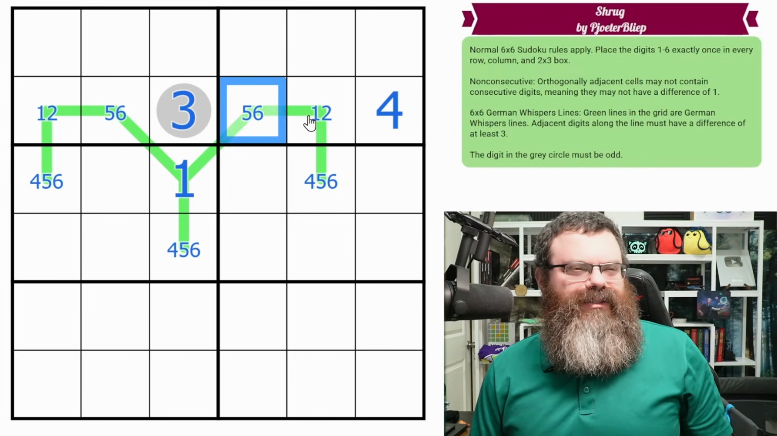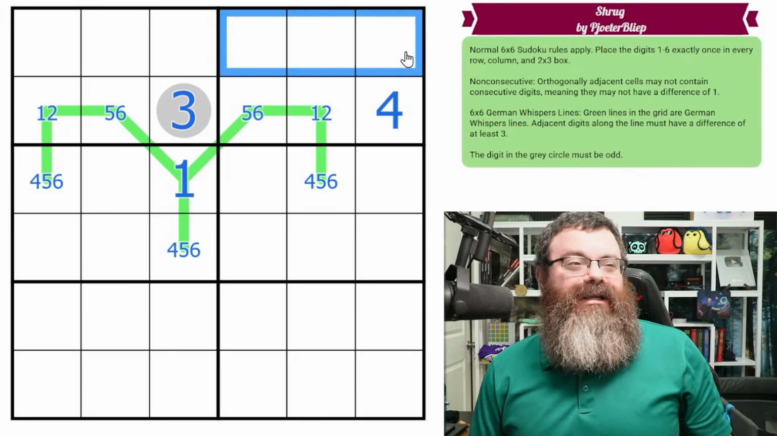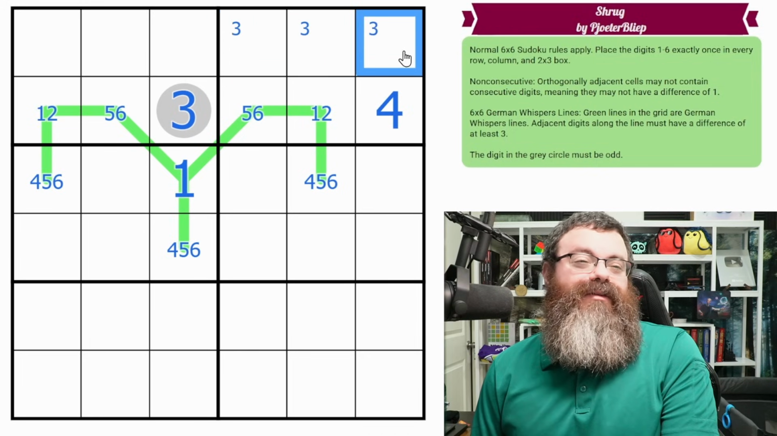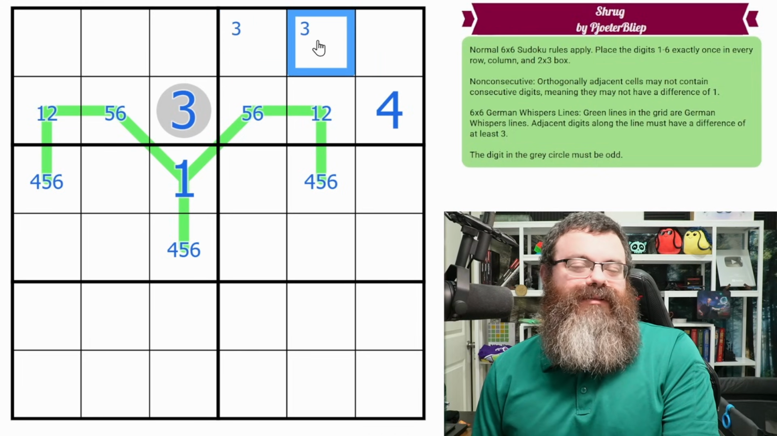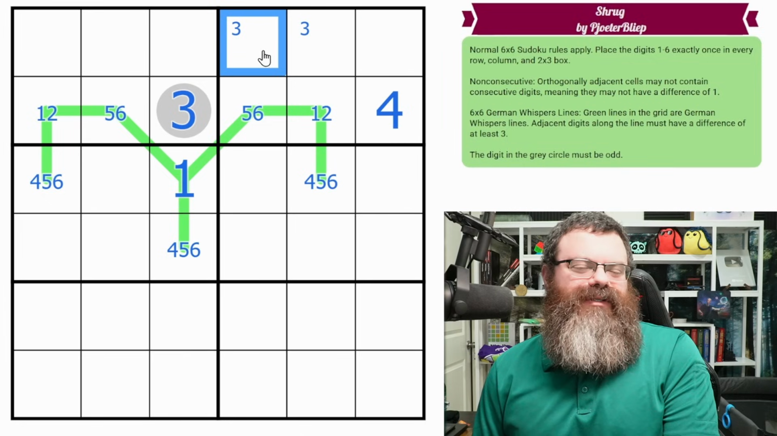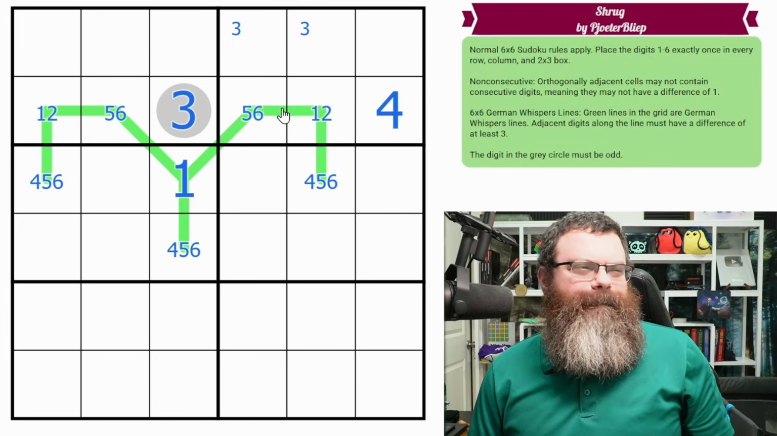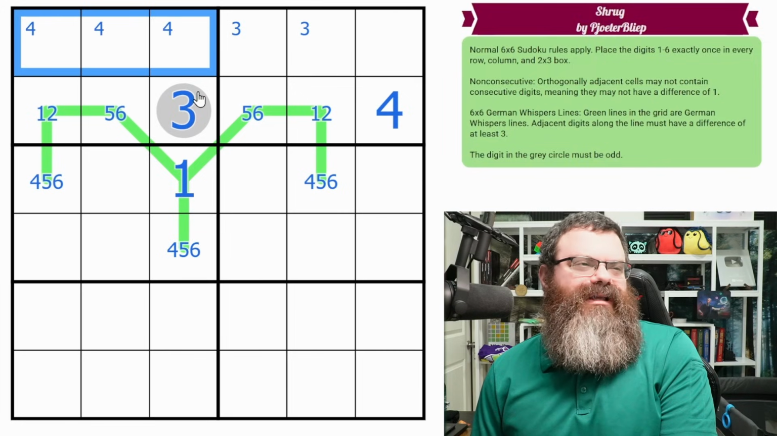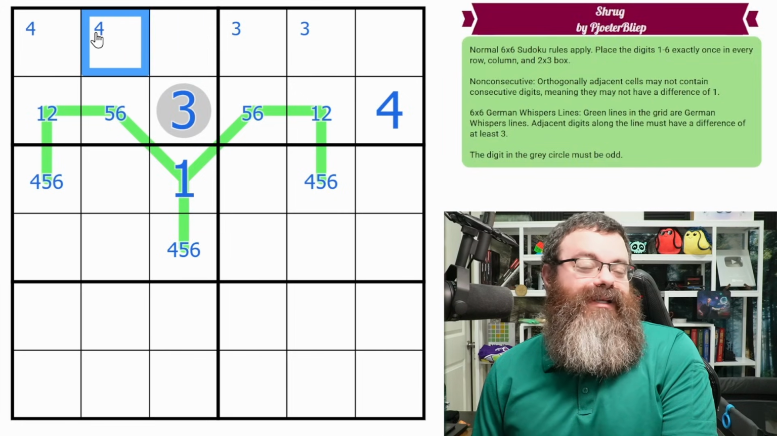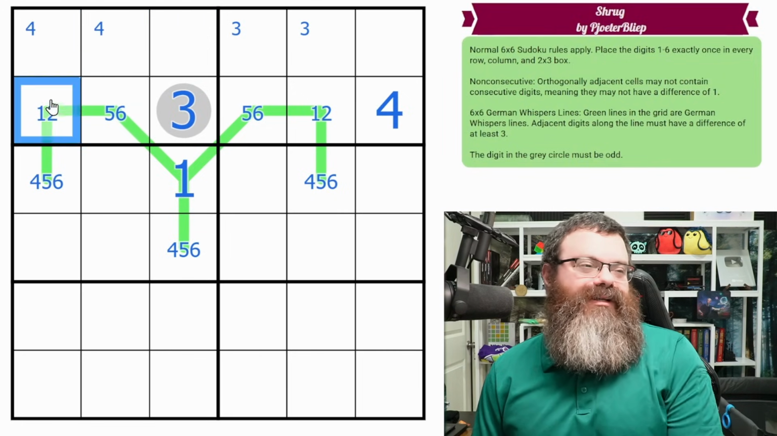All right, so we are going to need a 3 up here. The 3 can't be next to the 4, so that's out. If this was a 3, this would be 1. If this was a 3, then there's no consequence. We need a 4 up here, and the 4 can't be next to the 3. If this was a 4, this would be a 6. This wouldn't have any effect. Okay.